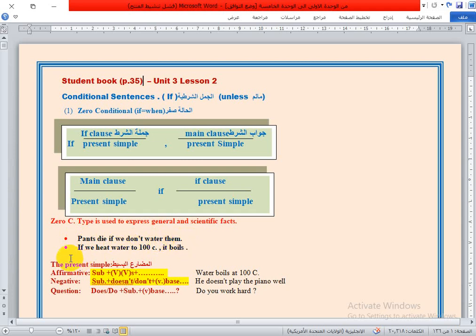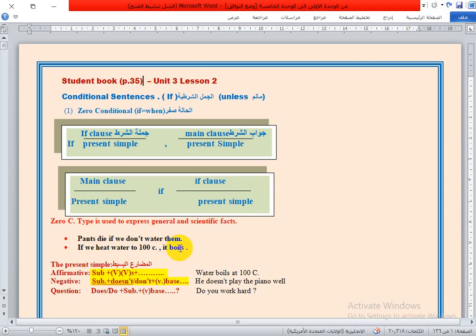Another example. If we heat water to 100 degrees centigrade، إذا غلينا الماء إلى درجة 100 مئوي، it boils، هو شبيه يبدأ بيش يغلي. Here we have if at the beginning of the sentence, followed by if clause, which is a present simple. Heat is a present simple verb. Then we put the comma that separates the if clause and the main clause. After that, we have the main clause, which is in the present simple. Boils is a present simple verb.